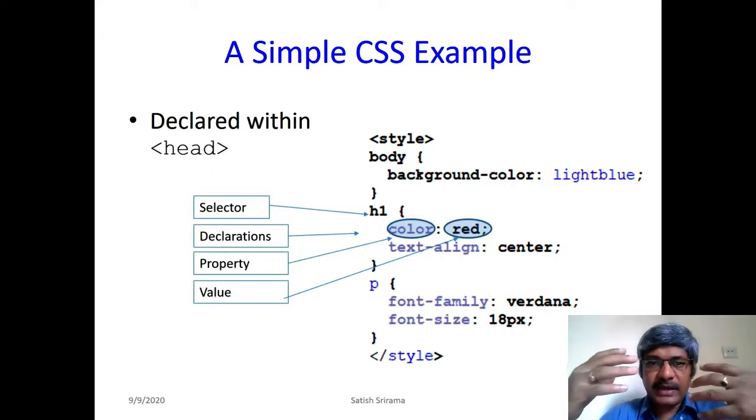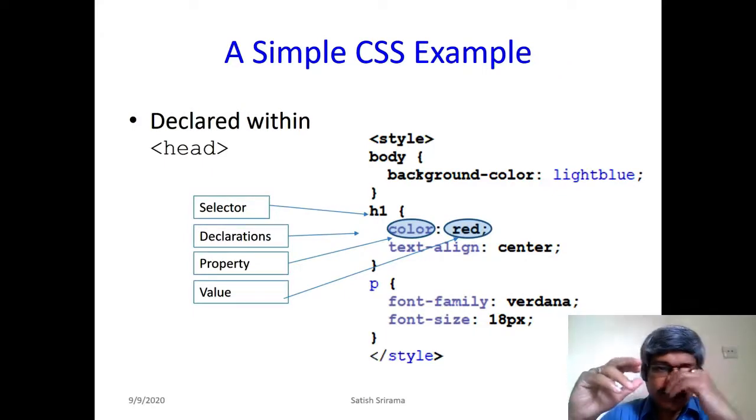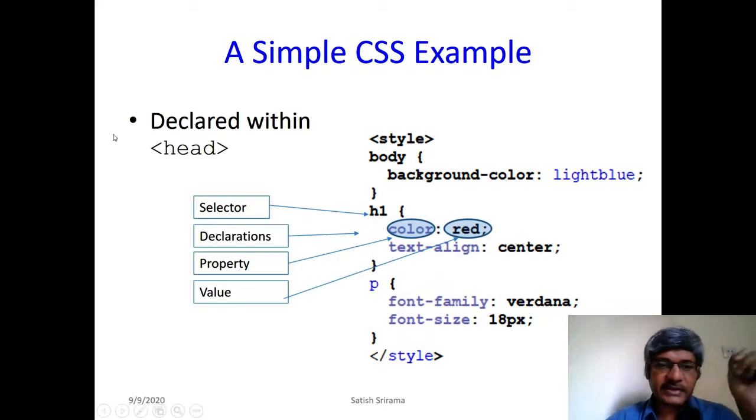Let's look at a simple cascading style sheet example. This is declared within the head element, in the head part of your document. You put it within style tags, a style starting tag and a style end tag, and it will have different selectors. H1 is the selector here, and the declarations created here are applicable to the H1, the header 1 tag. Whatever declarations are put here will be applied as style to that H1 selector.